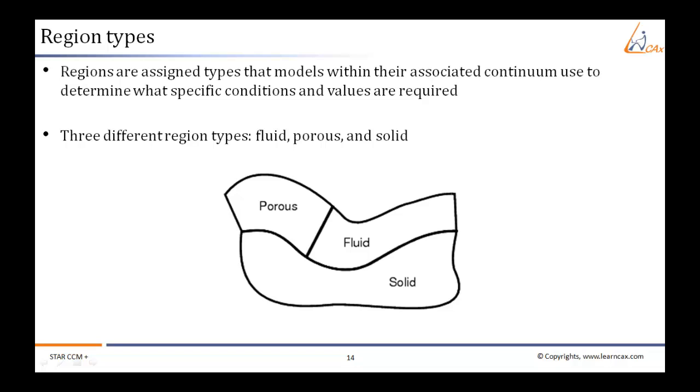The availability of each type depends on the continuum that is associated with the region. Fluid and porous regions are available only if the continuum is a gas or liquid. Solid regions are available only if the continuum is a solid. StarCCM Plus initially assigns region types based upon mesh import. Region types can also be reassigned within StarCCM Plus.